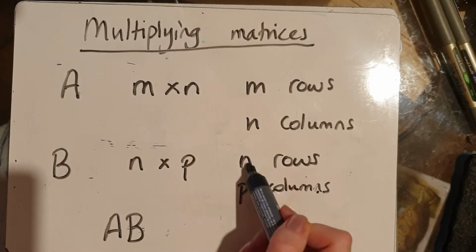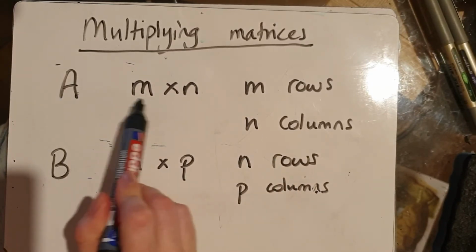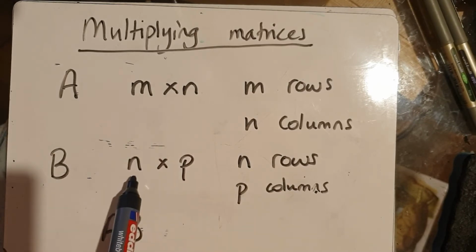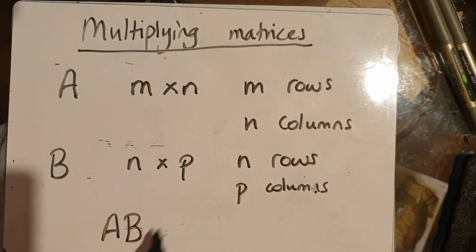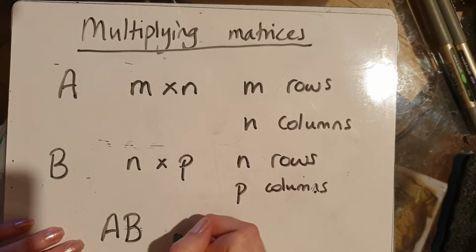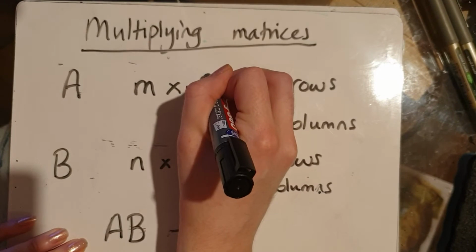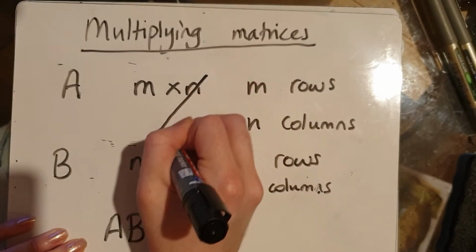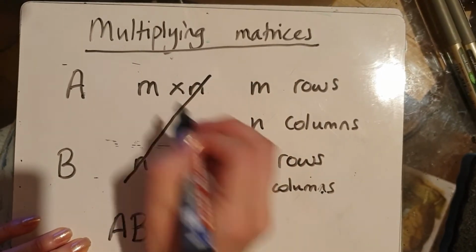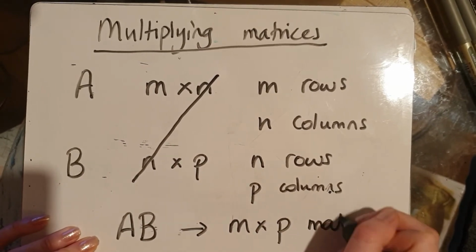Now, P and M could be the same, but they don't have to be the same. But these two must be the same. I can only multiply matrix A by a matrix that has N rows. The number of rows in the second matrix must be the same as the number of columns in the first matrix. And what will happen when I multiply those two matrices together is the N's, it's not really cancelling, but think of it as the N's cancelling, and you will end up with an M by P matrix.